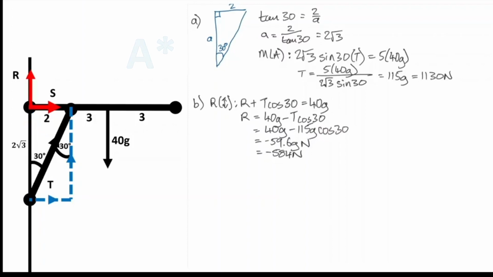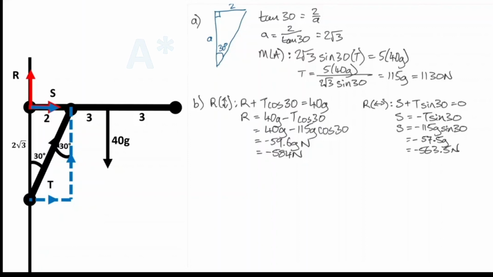So now we've found R, let's find S. Is it actually going to be to the right, or is it going to be a negative value and to the left? At the moment, we have two horizontals that are pointing in the same direction. So when resolving, I'm going to say that S plus T sine 30 equals 0. Rearranging straight away, I can see that S is going to be negative T sine 30. Substituting, S is going to be negative 57.5g. S is negative 563.5 newtons. So yes, in this case, S is pointing to the left.